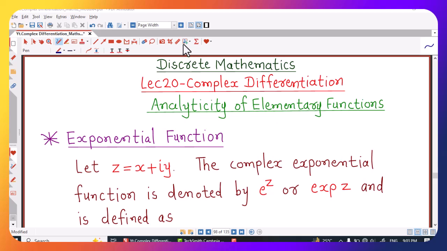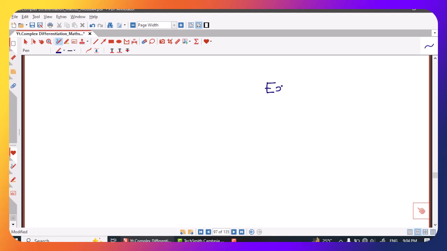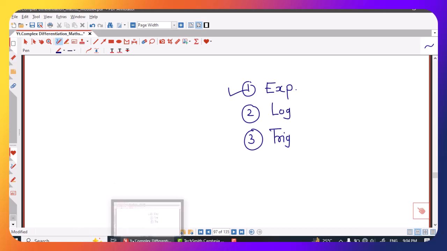In this lecture we are going to discuss the analyticity of elementary functions. We are familiar with elementary functions of real analysis, and now we are going to discuss elementary functions of complex analysis, and those elementary functions are the exponential function, logarithmic function and trigonometric functions. We will discuss all these elementary functions one by one, and we will discuss their analyticity together with their properties. So in this lecture we will discuss the exponential function.